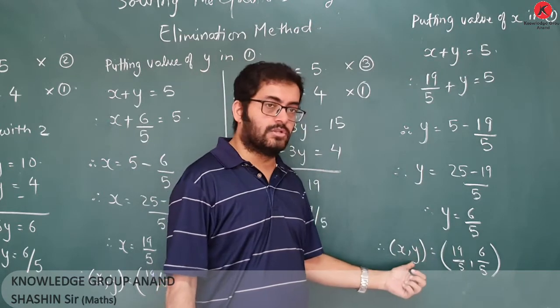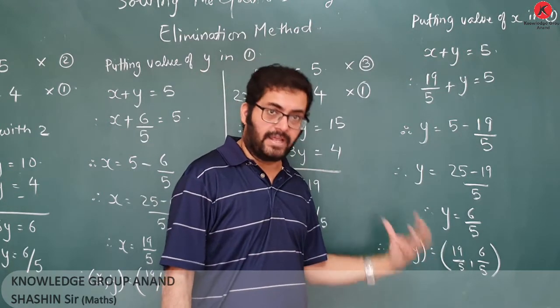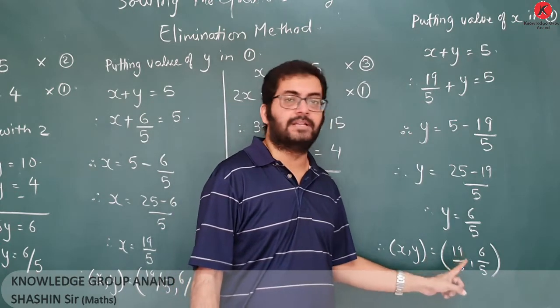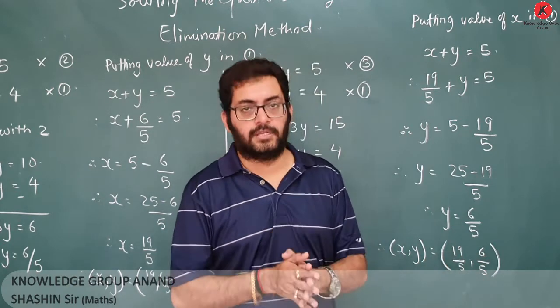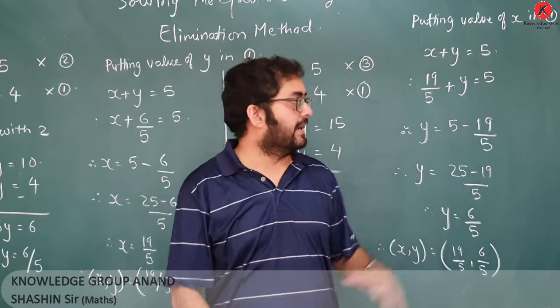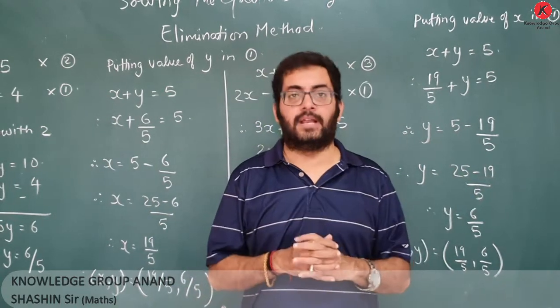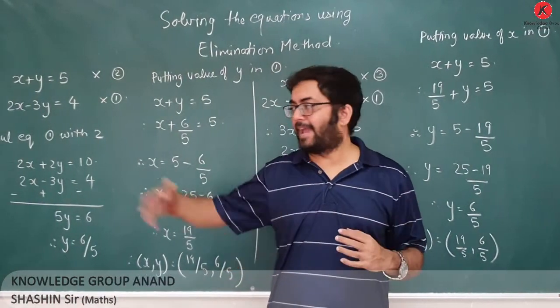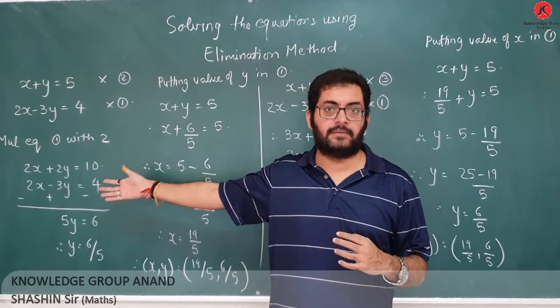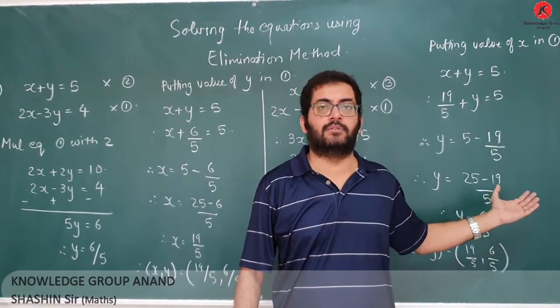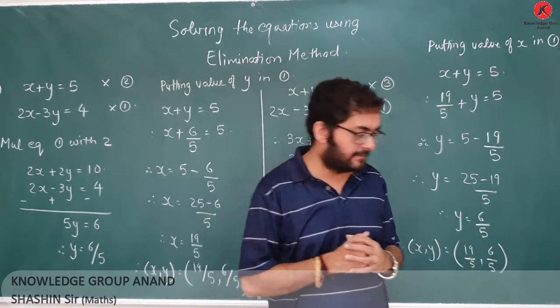So in this case also, the final answer, that is solution set (x, y) is equal to 19 by 5 and 6 by 5. So either you can eliminate x part or whether you choose to eliminate y part, your final answer will be one and the same. And you can use any of these things. You can either start with eliminating x or you can solve the sum by eliminating y, whichever you are comfortable with. Thank you.